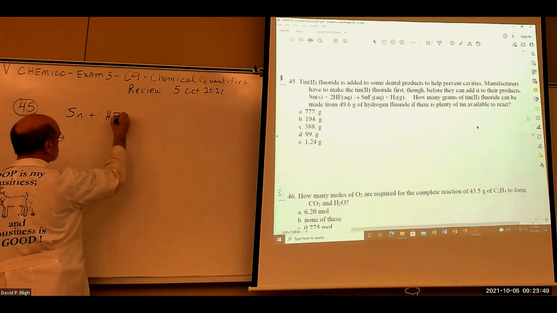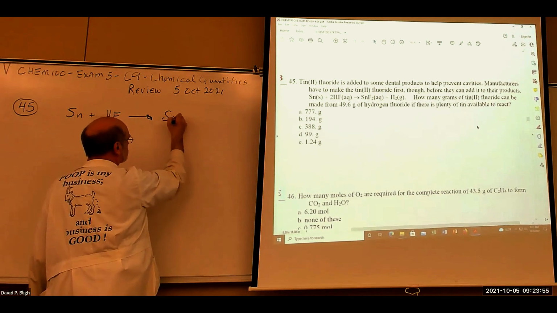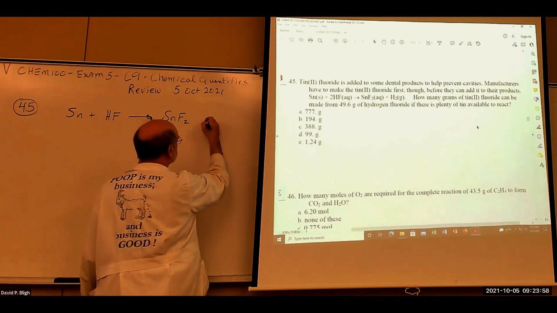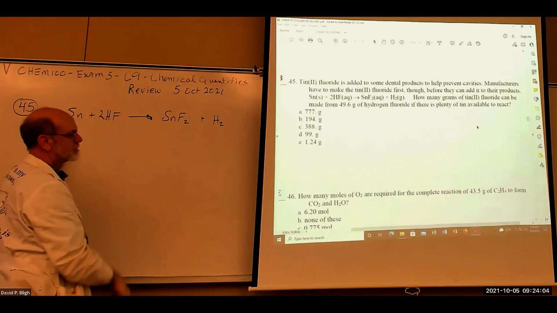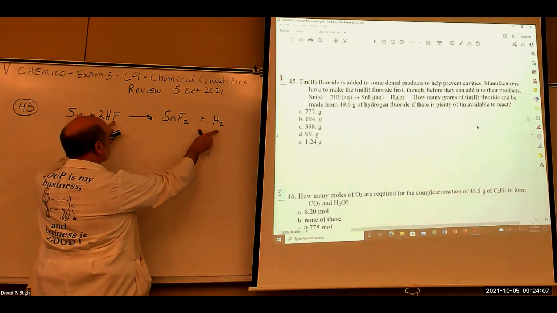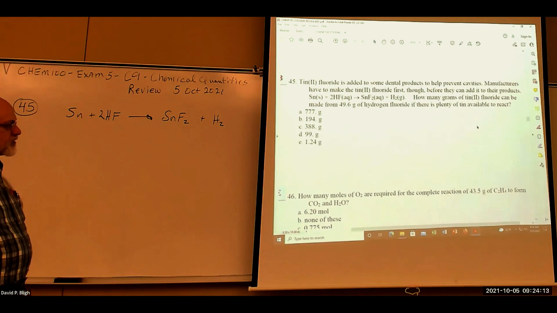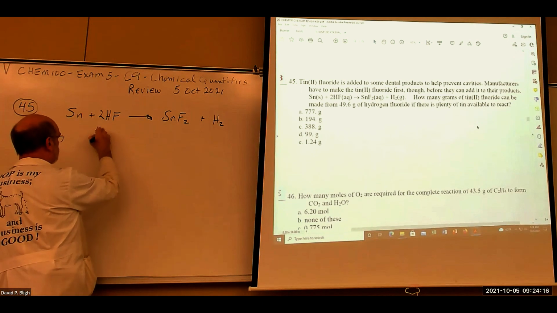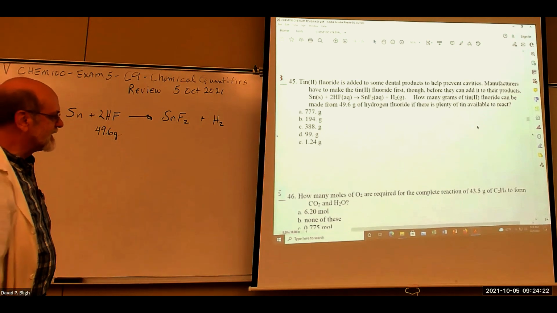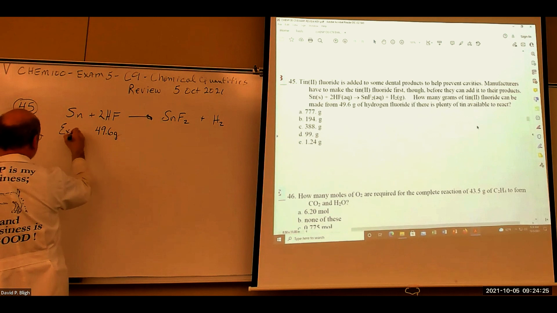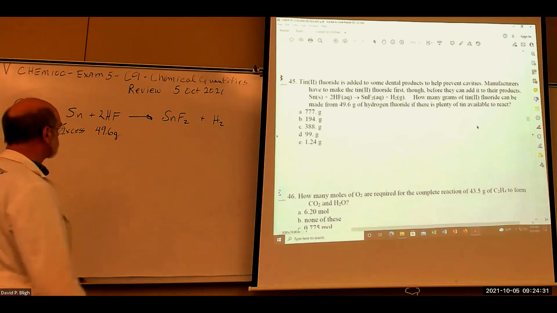Tin and hydrofluoric acid yields tin(II) fluoride and hydrogen gas. Let's see. Two of these. Let's see, that's 2 hydrogens, 2 fluorines, 1 tin. We're balanced. Okay, so what are we given? 49.6 grams of hydrogen fluoride, and tin is in excess. Right? Now the question is, how many grams of tin(II) fluoride are produced?